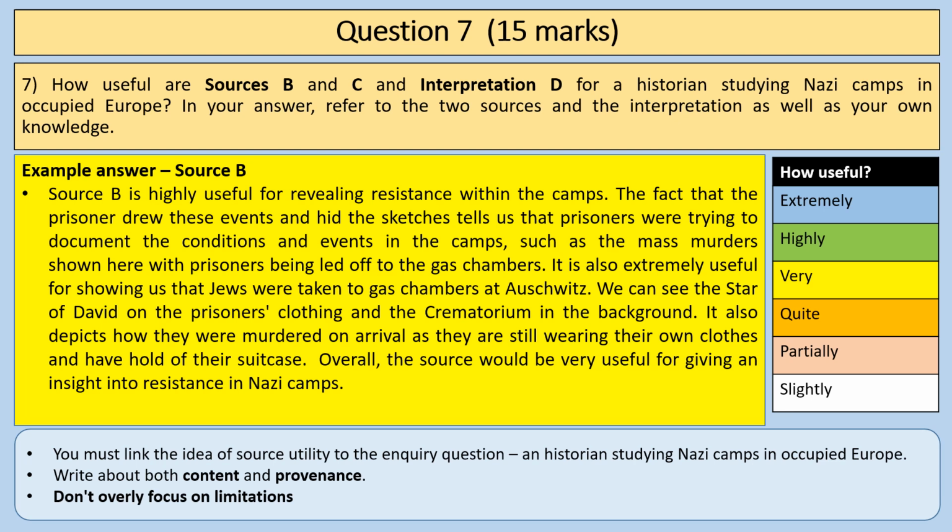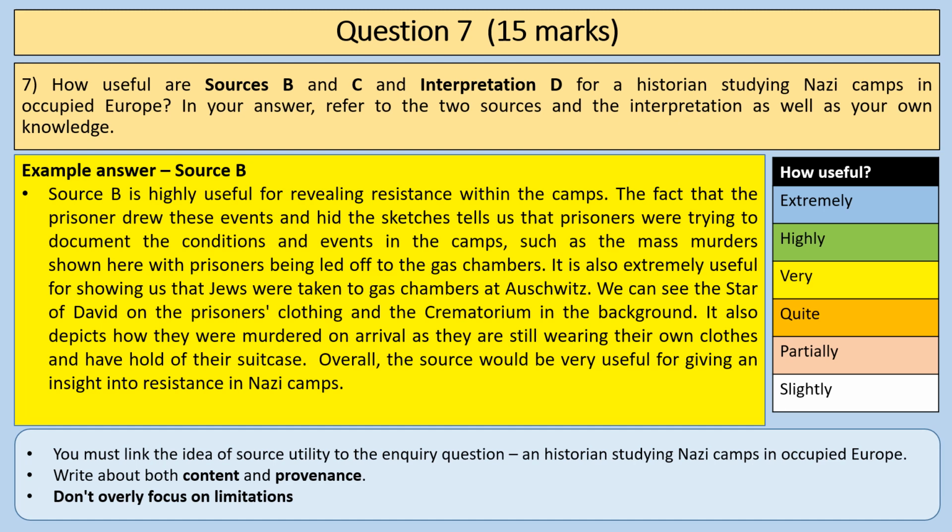It's also extremely useful for showing us that Jews were taken to gas chambers at Auschwitz. We can see the Star of David on the prisoners' clothing and the crematorium in the background. It also depicts how they were murdered on arrival, as they are still wearing their own clothes and have hold of their suitcase. Overall, the source would be very useful for giving us an insight into resistance in Nazi camps.